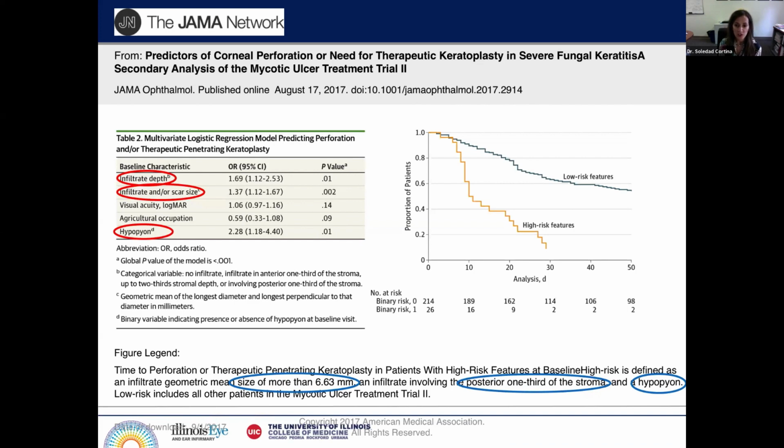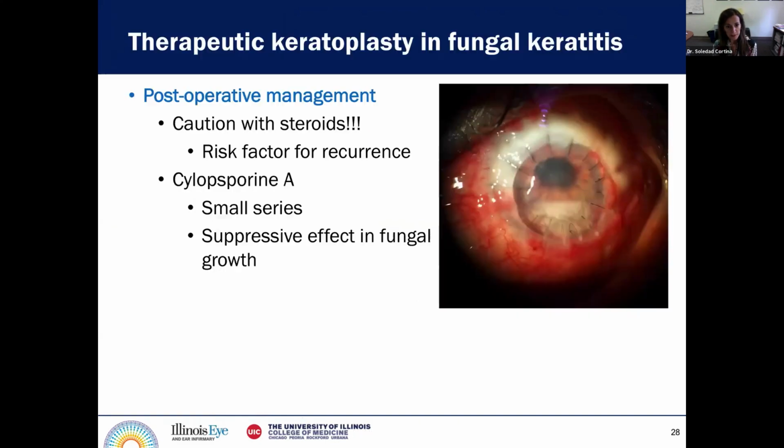So if we consider these high-risk features, we see that the rate of perforation is almost 60% compared to much less in the lower risk population. When we consider a large infiltrate size, the size was more than 6.6 millimeters, and the depth of the infiltrate was the posterior one third of the corneal stroma. So something to keep in mind.